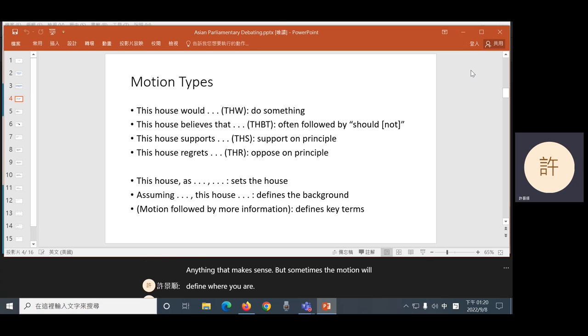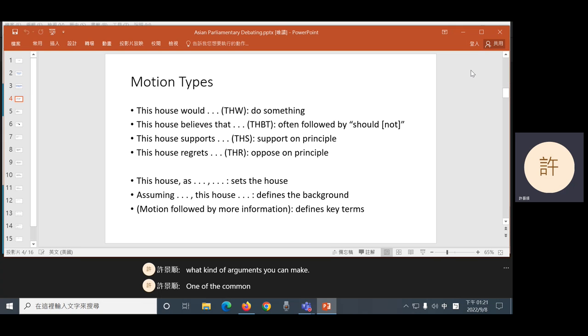So if the motion is this house as Ming Chuan University would abolish homework, you therefore have to discuss details related to Ming Chuan. If the motion were this house as National Taiwan University would abolish homework, then you would have to use details from NTU. Does that make sense? For a bigger motion, it might be like this house as North Korea, or this house as the United Nations. It will limit what kind of arguments you can make.